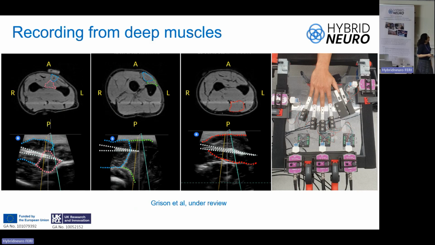It's like 20 microns. So this slide is just to show that muscles of the forearm that are very small are another example where surface EMG may be less appropriate, because they are so small that you'll have only a few electrodes on top of each muscle. So in this case, intramuscular EMG could be a better choice.